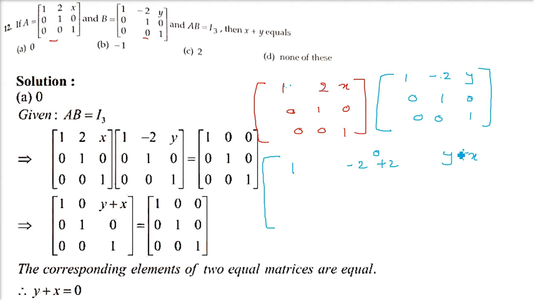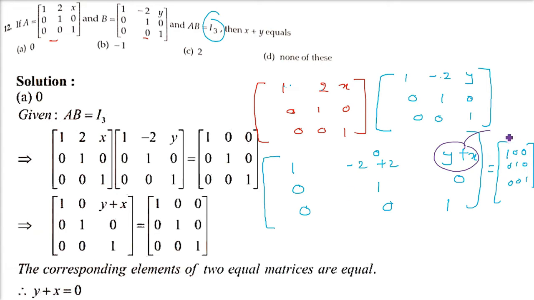So you will get exactly similar values, that is 0, 1, 0. I am not doing it. I hope you will be able to do 0, 1, 0. The lower part will be like the identity matrix. And this is equal to I3, that is 1, 0, 0, 0, 1, 0 and 0, 0, 1. Right? So what do you get? If you see, y plus x is equal to 0 in this case. The question is asking about y plus x only. That is x plus y equals 0. So this is equal to 0. I hope you'll be able to do this.